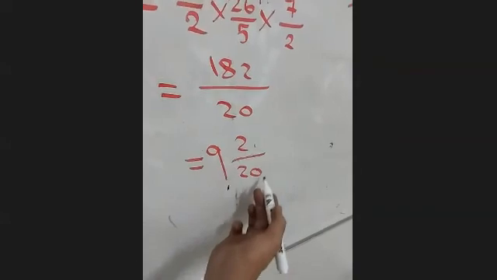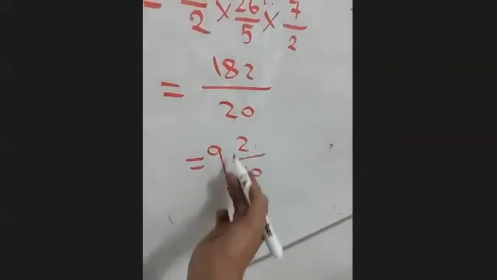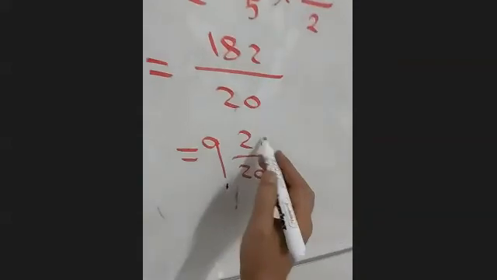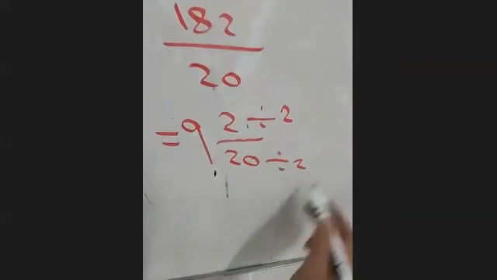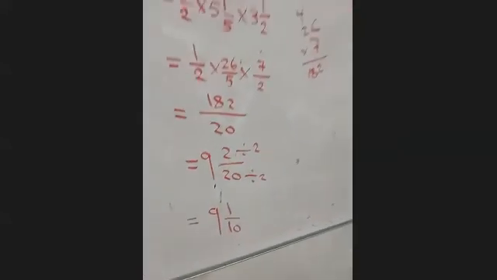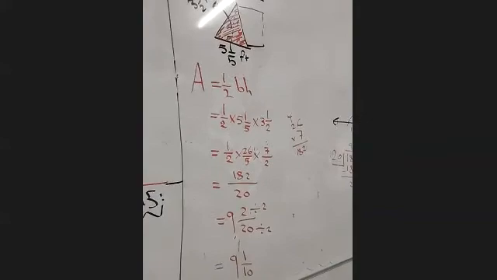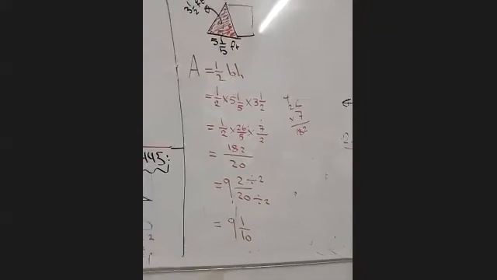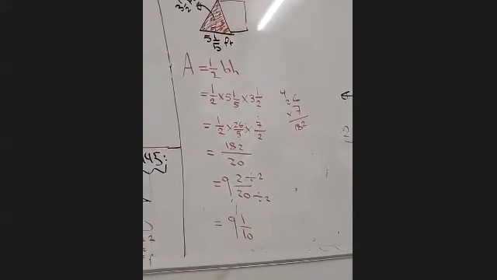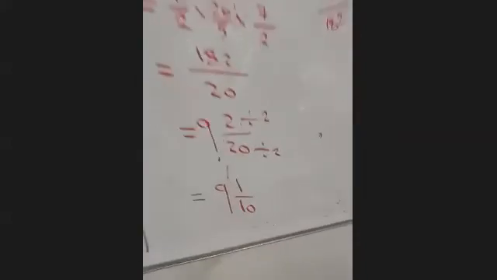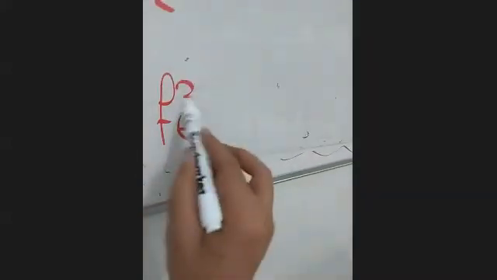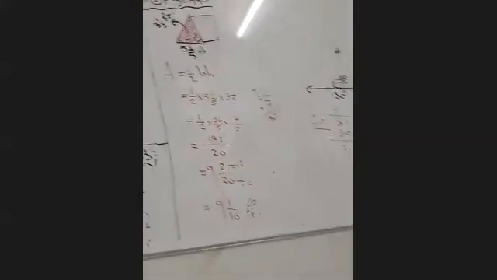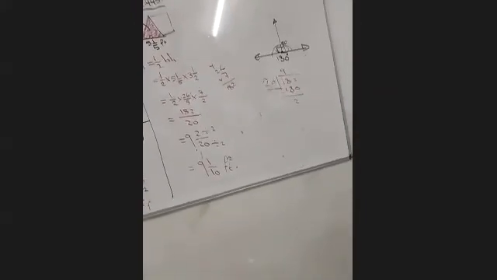Now the 2 over 20 is not in simplest form. We need to make it simplest form. We divide by 2 up and down. This will be 9 and 1 over 10. Now I need the unit. Not feet. Square feet. Square. Do you understand? Yeah.